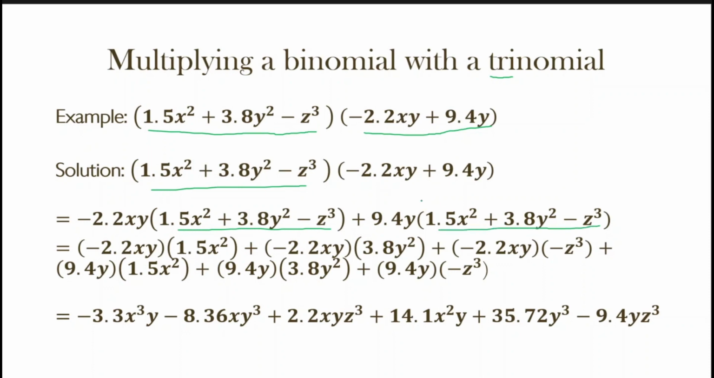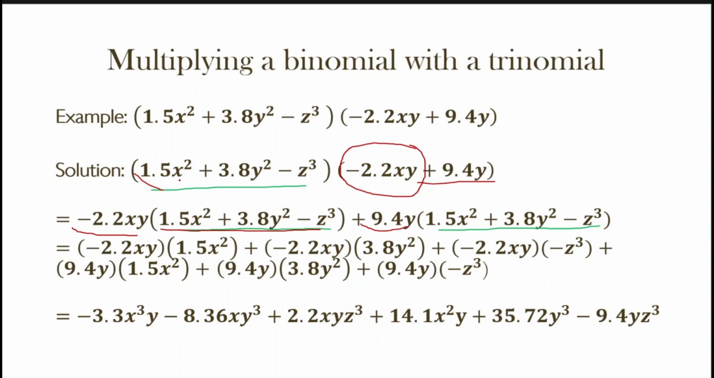Now what I have to do is multiply each and everything of the other bracket, which is minus 2.2xy plus 9.4y, with this bracket. How? Look here. This minus 2.2xy needs to be multiplied with this entire bracket. So I wrote down minus 2.2xy multiplied with the entire bracket, right? Now there was plus 9.4y, so plus 9.4y needs to be multiplied with every term of this bracket. So I wrote down this bracket, right? I hope it's clear up till here.